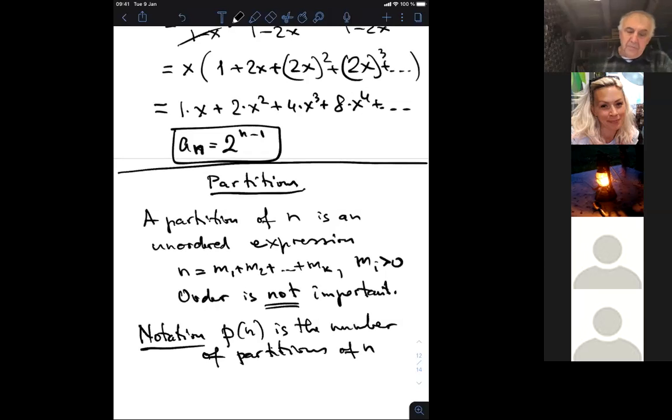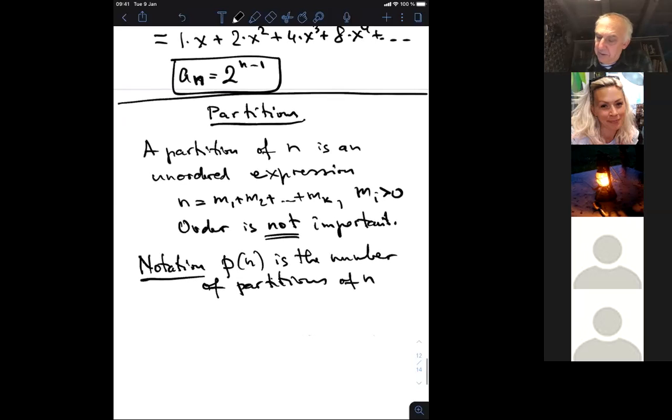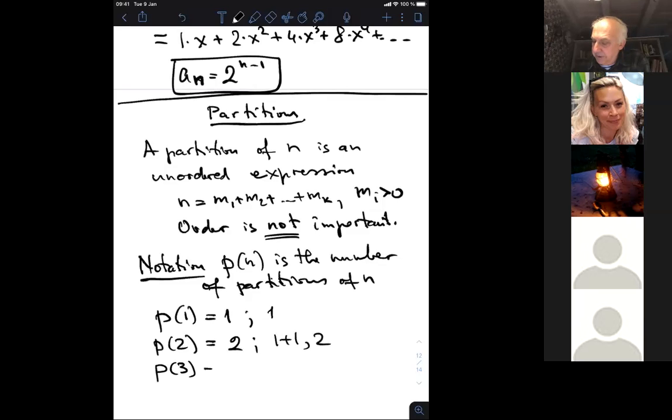So let's now look at the simplest partitions of small numbers and how many there are. There is just one partition of 1, which is 1 itself, so that's not so interesting. What about possible partitions of 2? There are two of them, which are 1 plus 1 and 2. So how many partitions of 3 do we have? We have 3 partitions of 3, which are 1 plus 1 plus 1, 1 plus 2, and 3.